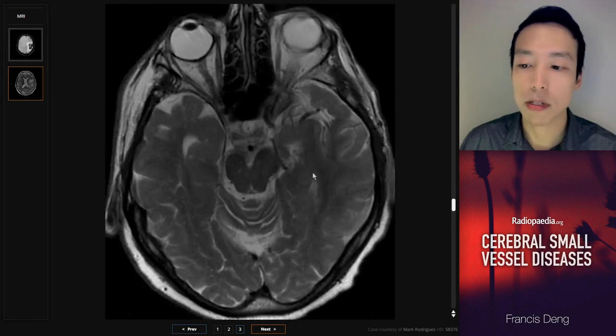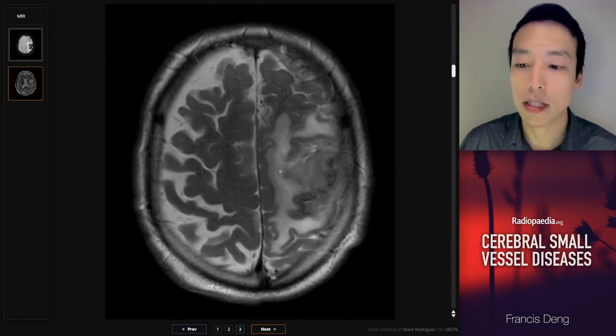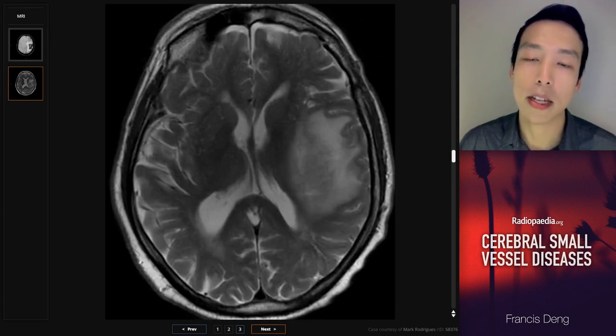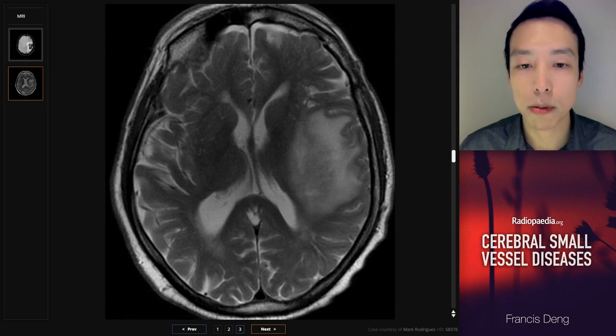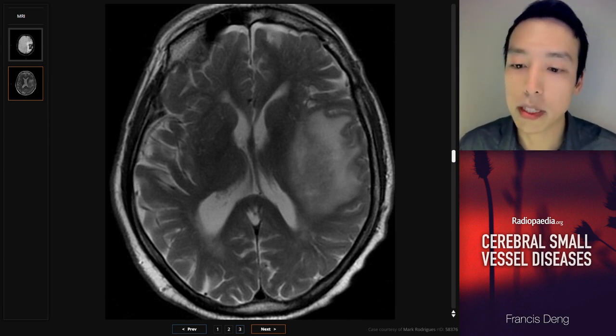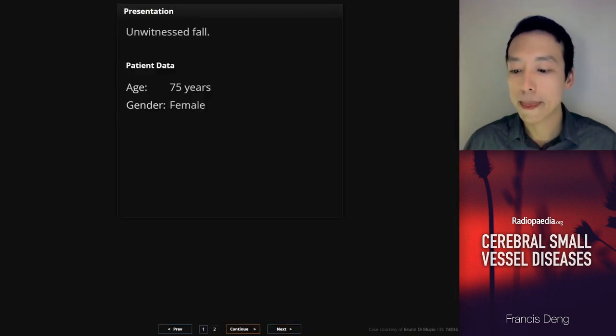On the T2 weighted images, we don't see any lacunes. We may see some white matter hyperintensities. We see edema around this hematoma. But this ended up to be a pathology-proven case of cerebral amyloid angiopathy. And this would be at the moderate to severe end of cerebral amyloid angiopathy.